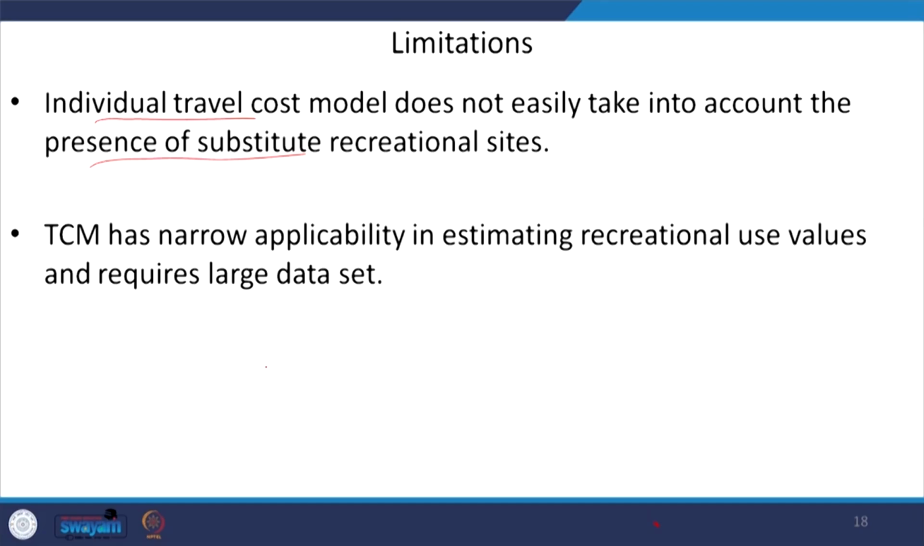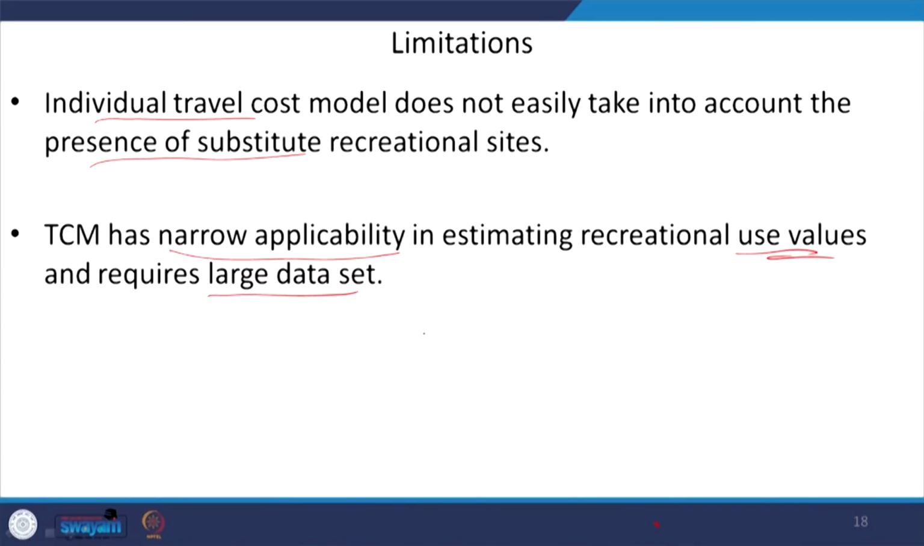Moreover, this travel cost model has a narrow applicability, because it is only applicable for modeling use values, and it requires a large data set. As you understand, we need to take into account the income level, the socio-demographic characteristics, how many times the person is visiting this national park, and what other costs he is incurring during the travel. So, we need a very large set of data to estimate this travel cost model. And moreover, we have the problem of multi-purpose trips.